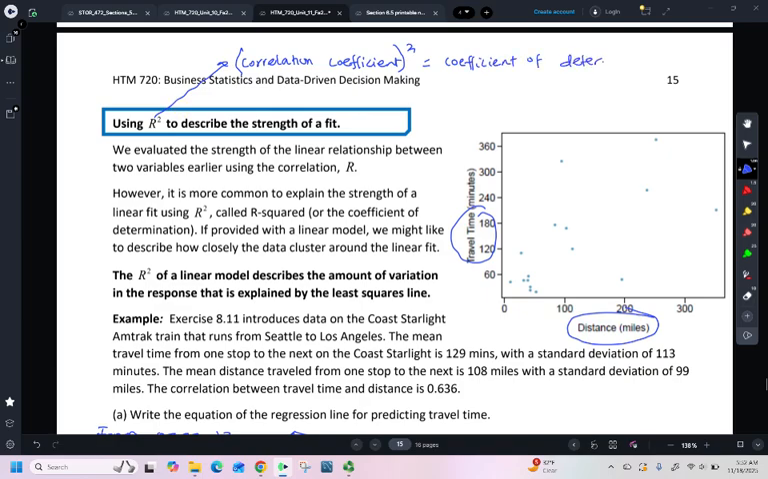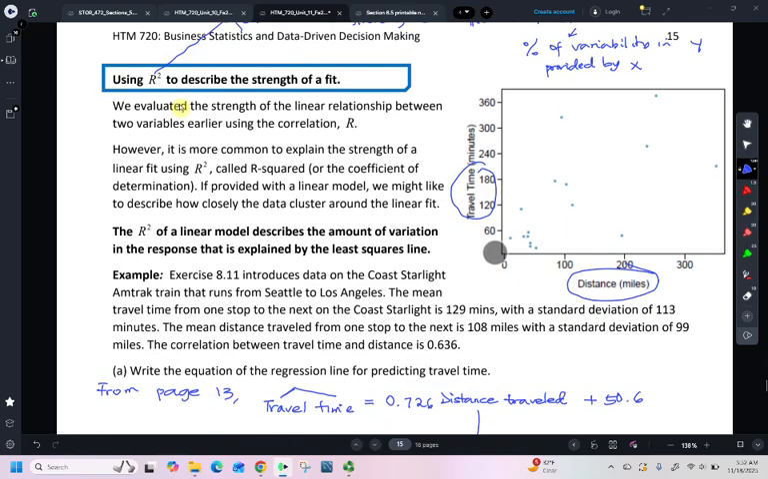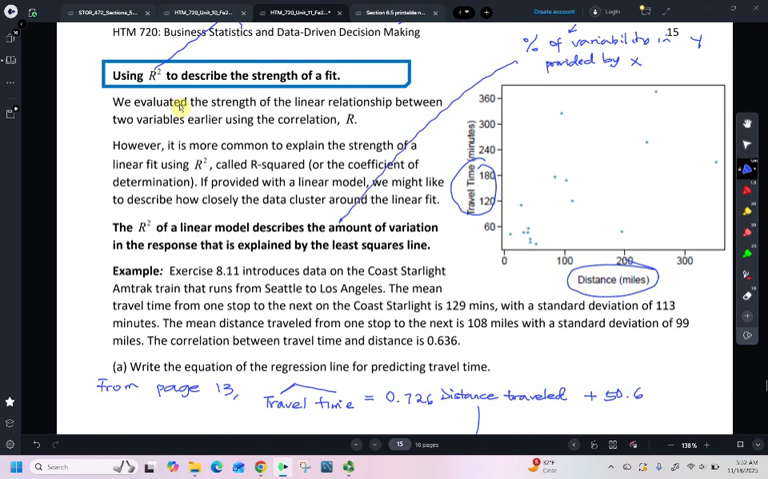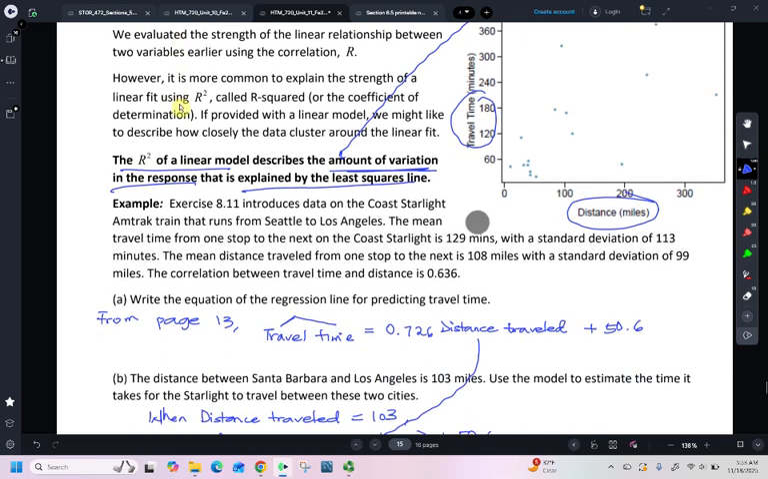We talked briefly about this earlier because it is the one that measures the percentage of variability in y that is provided by the sampled values of x. So this is very, very crucial. So the R squared of a linear model describes the amount of variation in the response variable that is explained by your x or the least squares regression line.